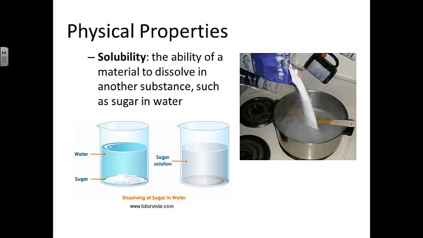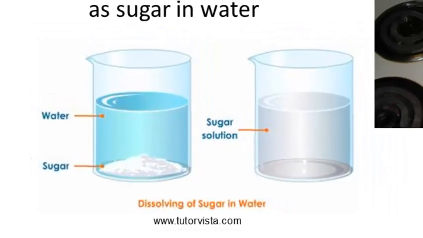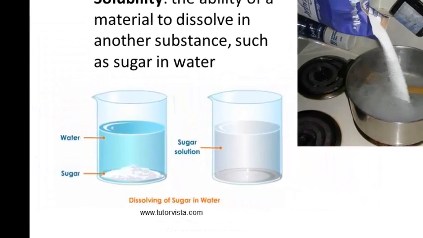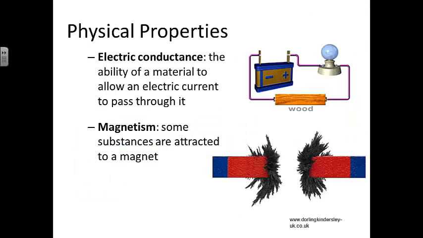What you see pictured here is sugar that's added to water. On the right side of this diagram, we can see we have a sugar solution. We call it a sugar solution because it's not changed chemically. You still have sugar, you still have water, but they are now sugar dissolved in the water, and it does not change its identity. Another physical property is electrical conductance.